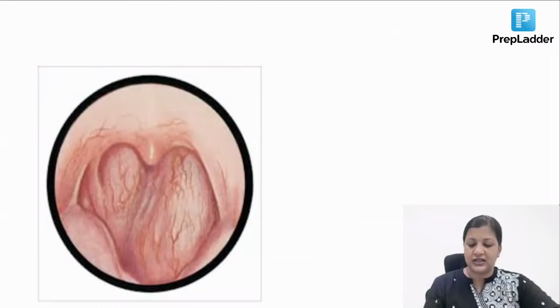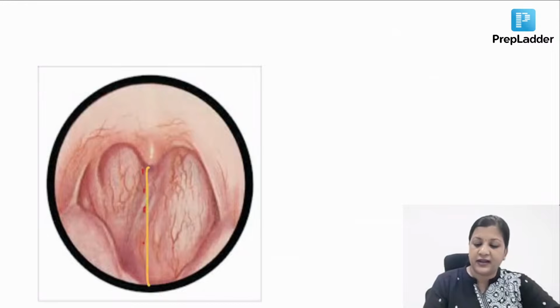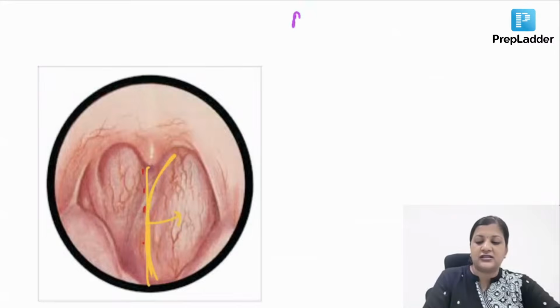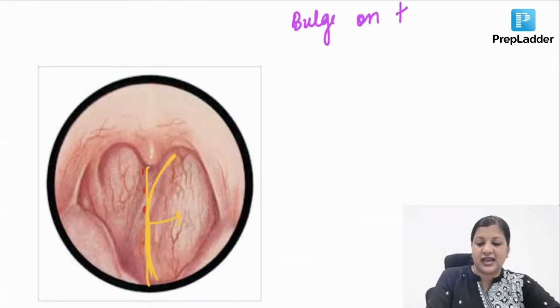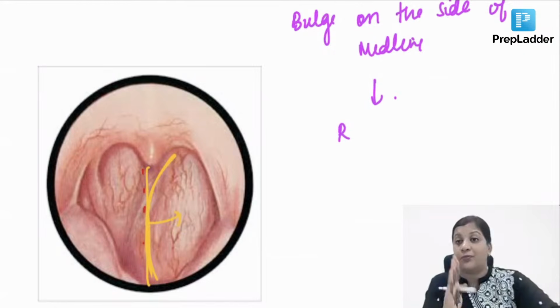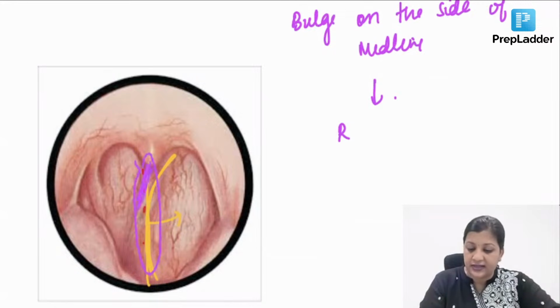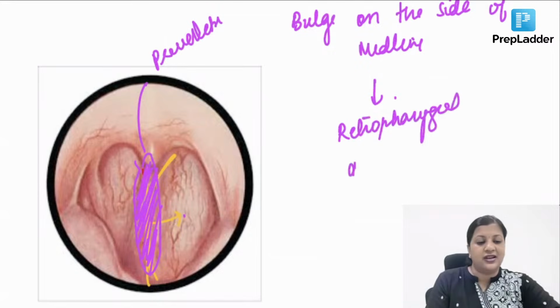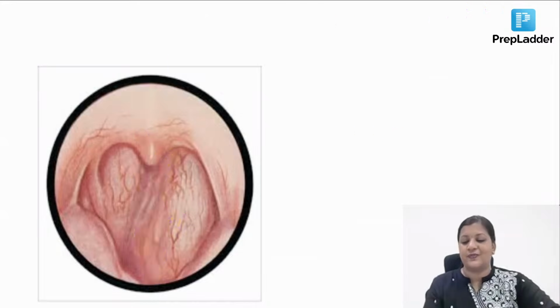In this image, you're seeing that this is the midline. From the midline, you see that on the side of the midline, there is a bulge. So whenever you see that there is a bulge on the side of midline, what do you call it as? Which abscess? Very good. Midline bulge will be prevertebral. So if you would see a bulge here like this, then it would be a prevertebral abscess. But since you're seeing the bulge on the side of the midline, it is nothing but your retropharyngeal abscess, right? Good. Now let us see.